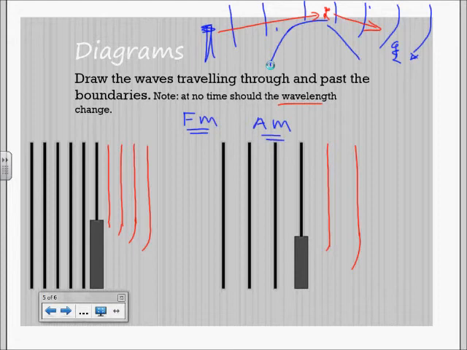Okay, so this is then the phenomenon of diffraction, which you haven't got too much to write in your notes, but if you can just write those definitions and draw those diagrams, that'd be fantastic. Thank you.